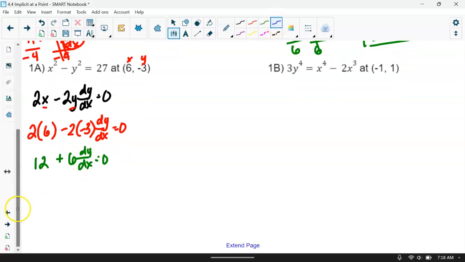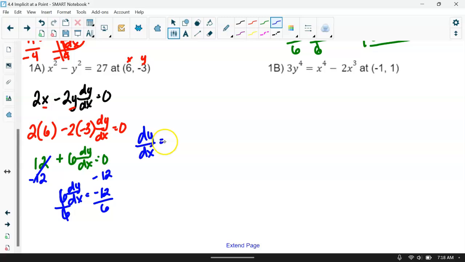Now we're just solving for dy/dx. We're adding 12, so subtract 12. I've got 6 times dy/dx is equal to -12. Then divide by 6 because that's what's being multiplied. So the slope of the tangent line is -2 here.